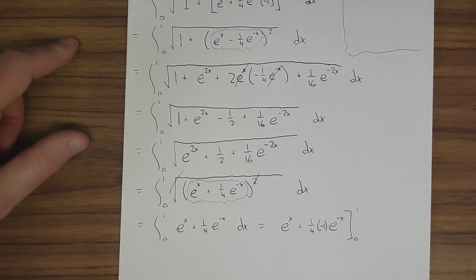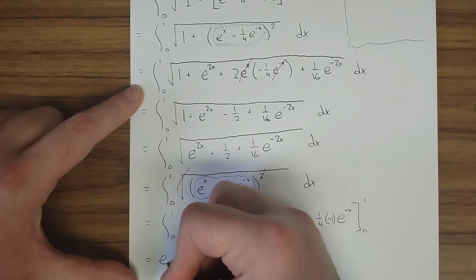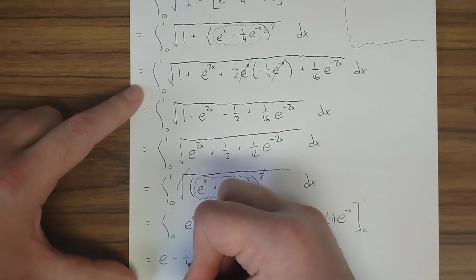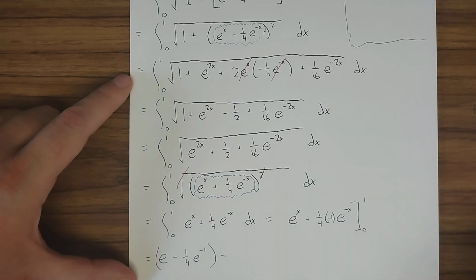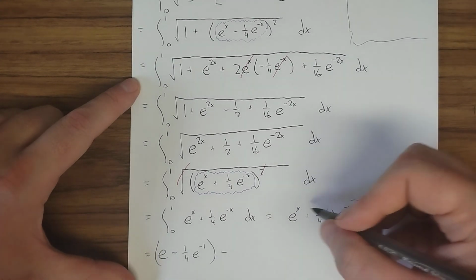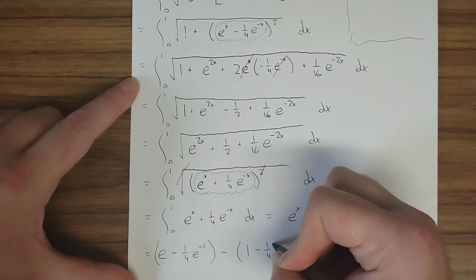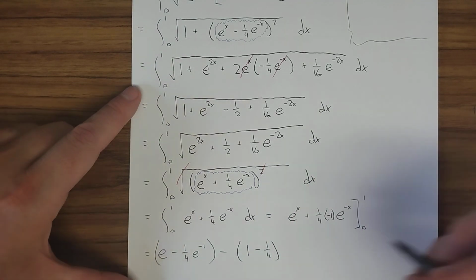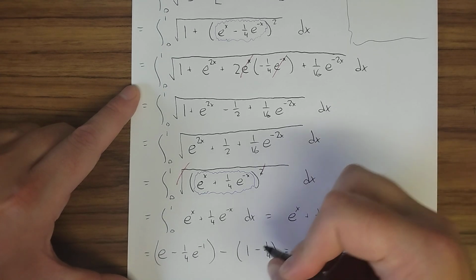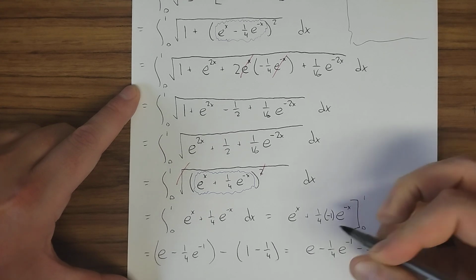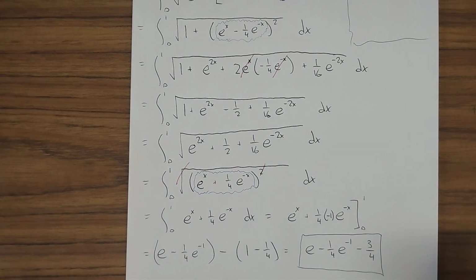0 to 1, and we'll plug it in and we'll be good. So I've got e minus 1/4 e to the -1, and then I'm going to subtract, well, e to the 0 is 1, so this is 1 minus 1/4. So e minus 1/4 e to the -1 minus 3/4. And there we have it.